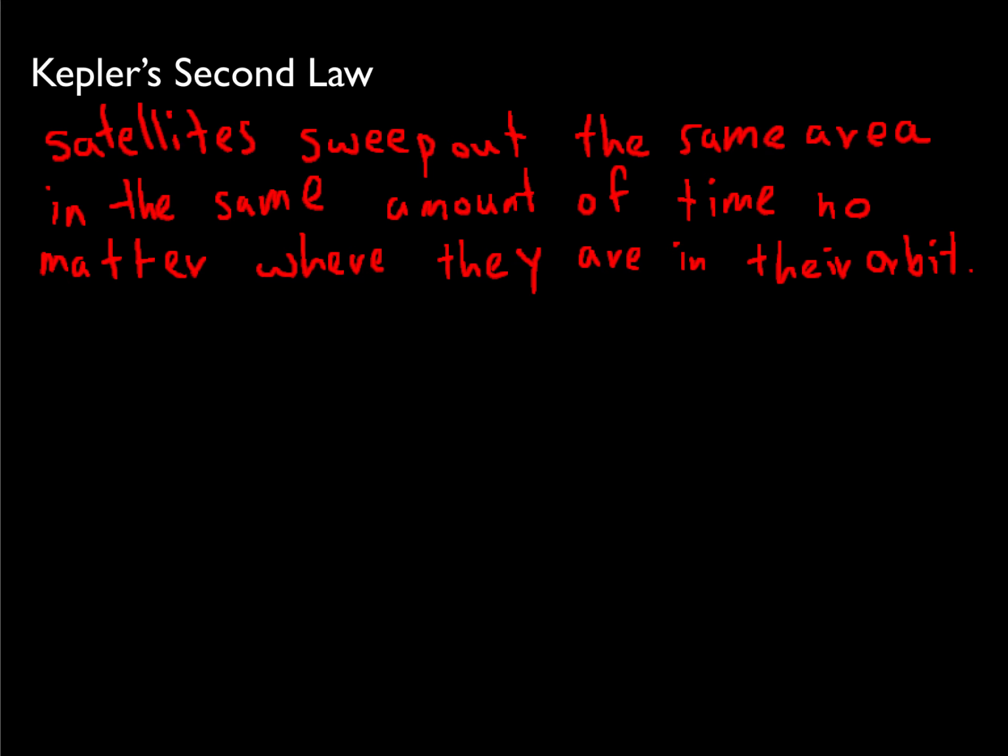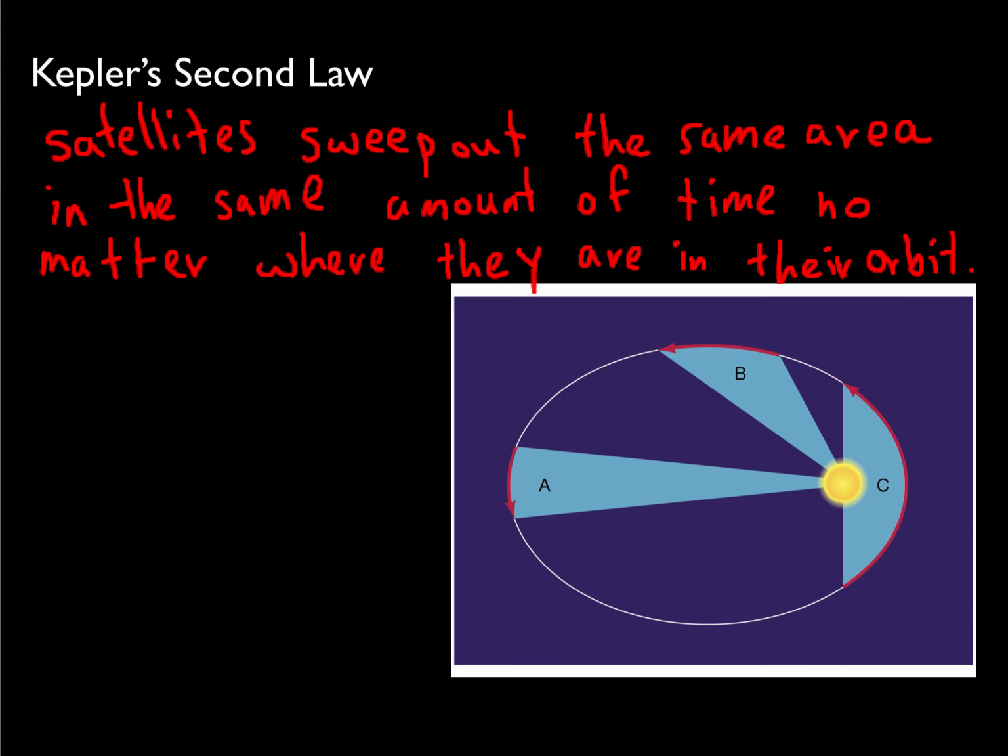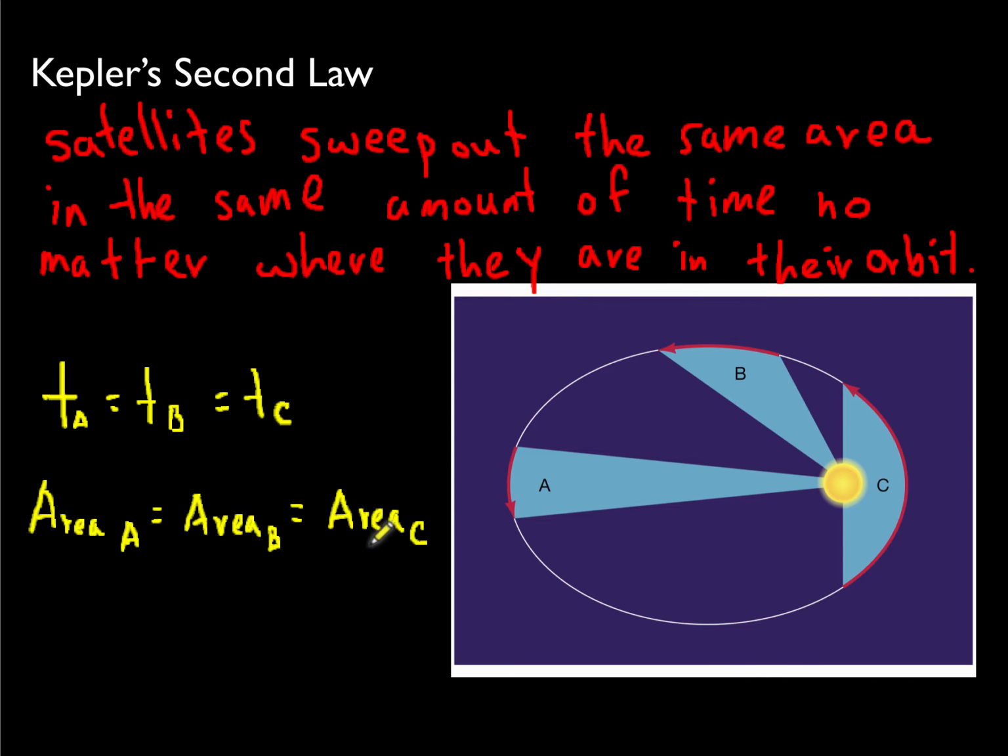This is best understood through a picture. So in this picture, we have 3 areas, area A, B, and C. The time to sweep out area A would be equal to the time to sweep out area B and the time to sweep out area C. And these 3 areas are the same area, just different shaped.